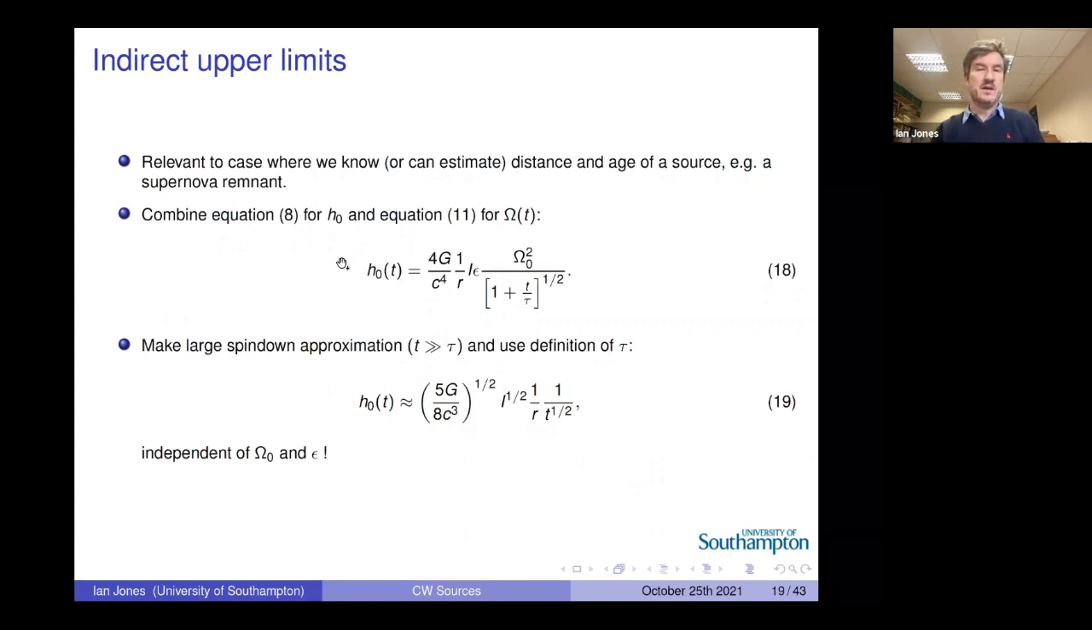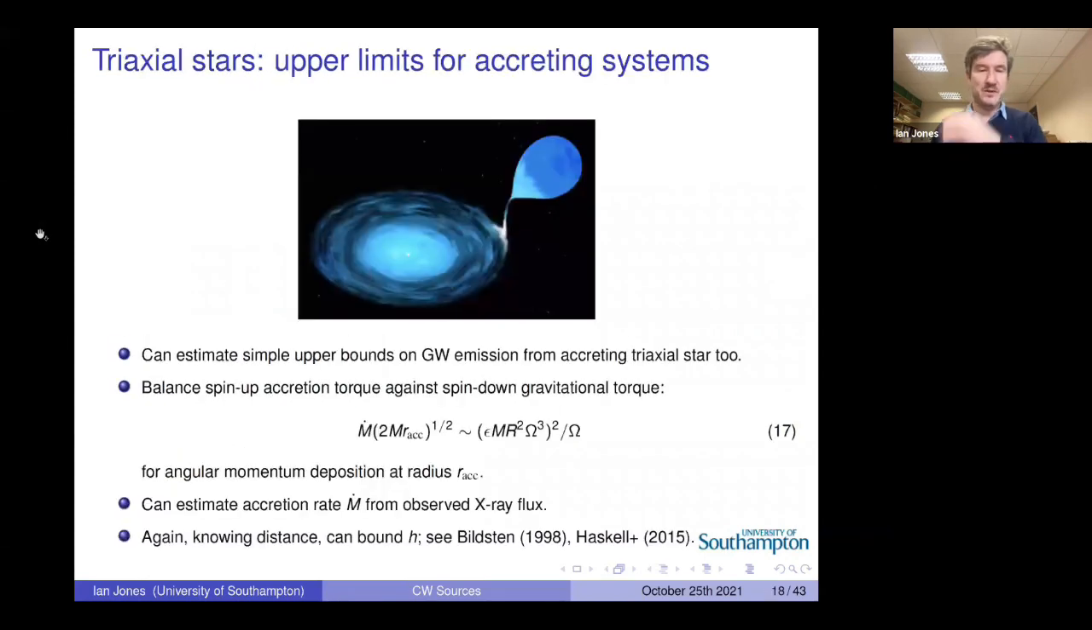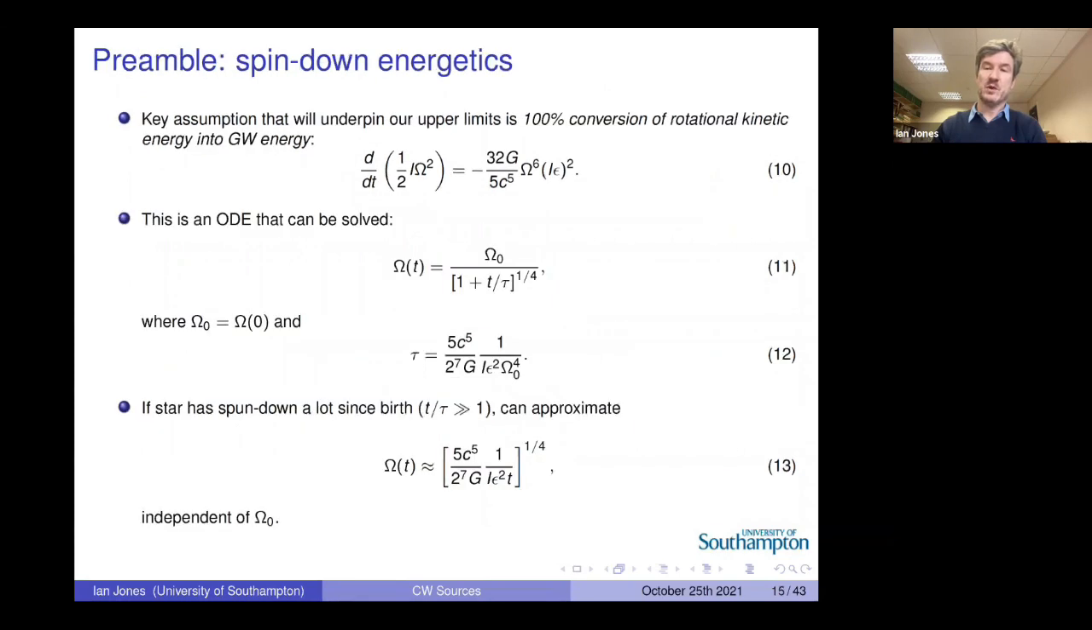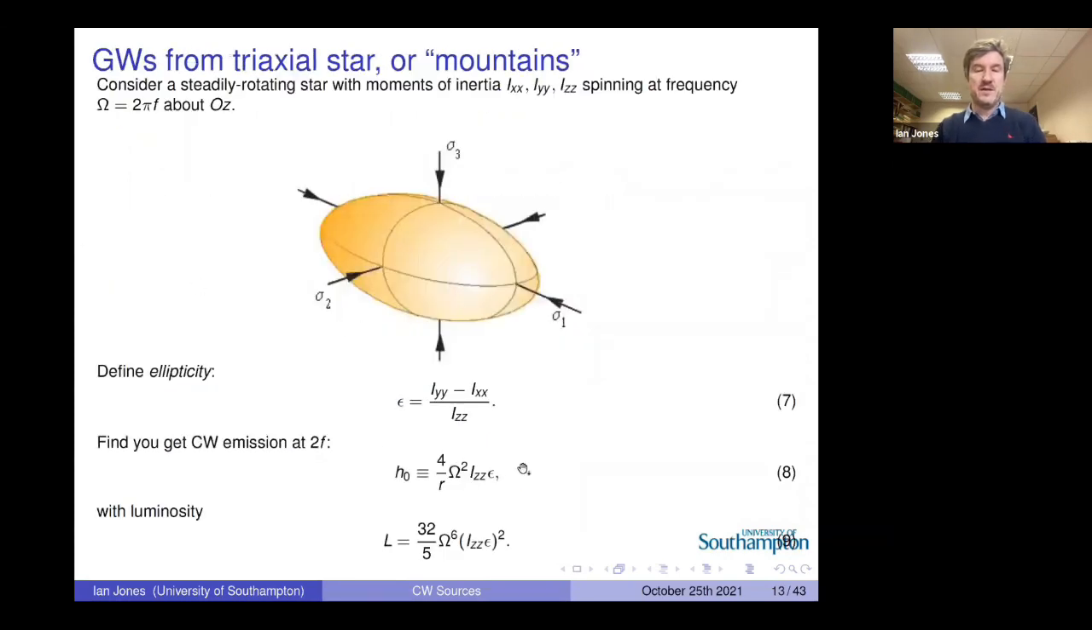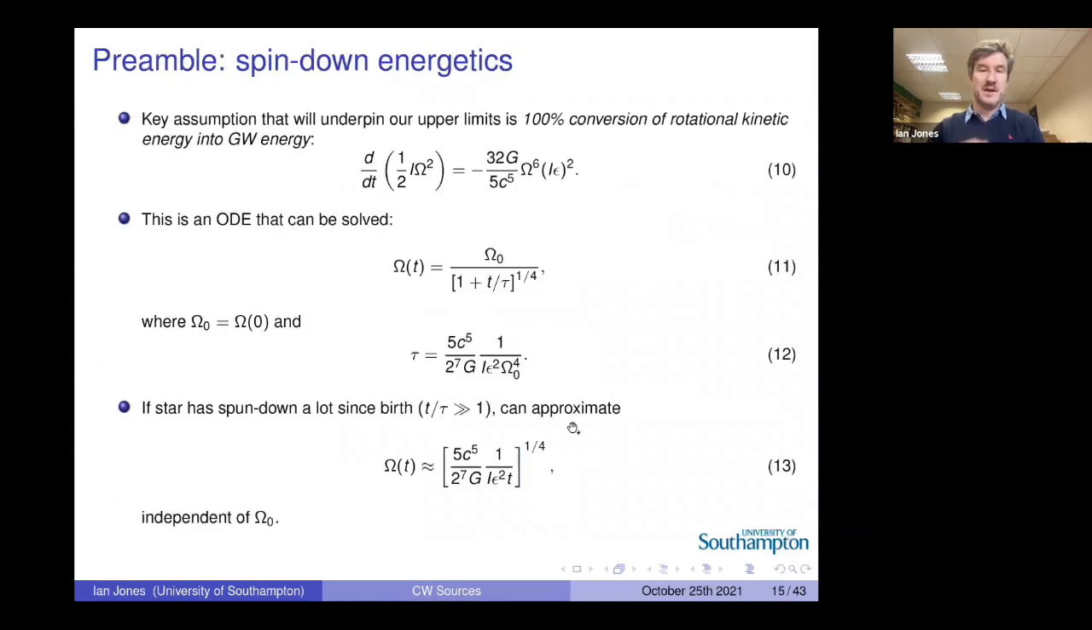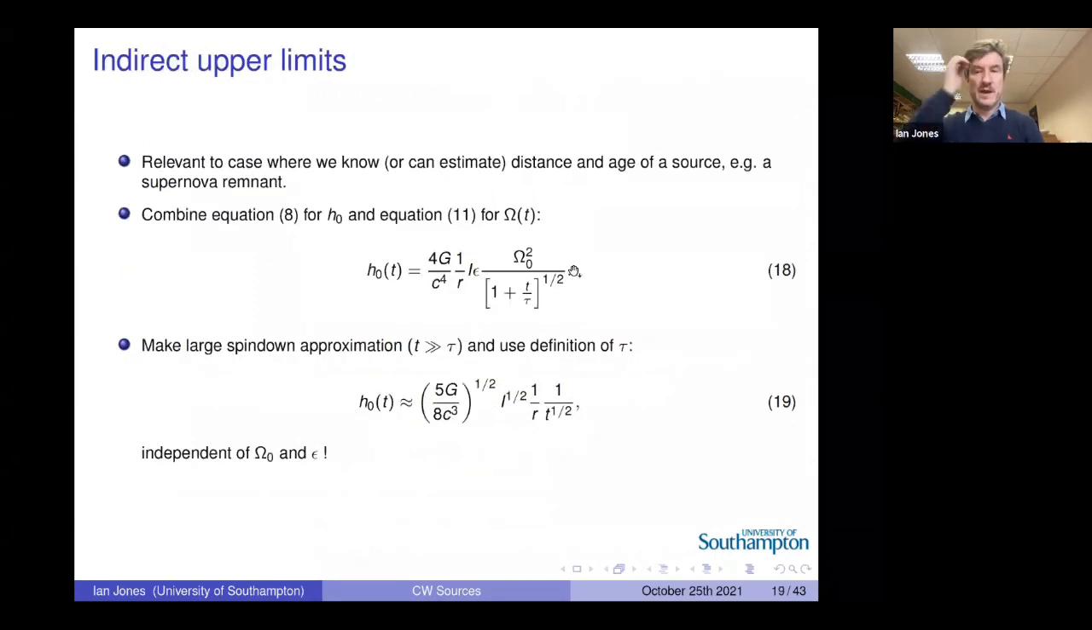What we can do, in fact, let me go back and show you equations 8 and 11, because we're going to make use of those now. So equation 8 that we wrote down was simply the gravitational wave amplitude. It was something that went as omega squared times epsilon times 1 over the distance. And equation 11 was this solution that we got if we assume that we had a star that was born spinning at angular frequency omega naught, and at time t, it would have a smaller angular frequency omega t. So if you combine those two equations, you get equation 18. So it tells you how your gravitational wave amplitude monotonically decreases as the star ages.